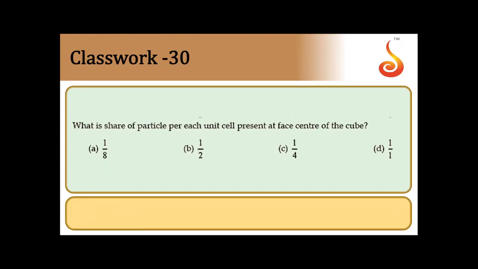Then 30th one. What is the share of the particle present in the face center now? Just now we have seen the face center will be 1/2. So the 30th is 1/2. Option B.